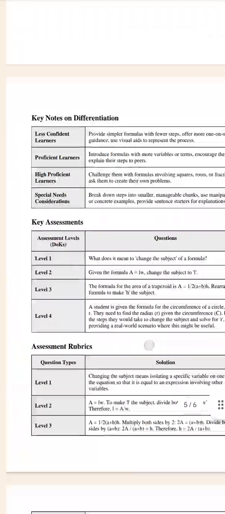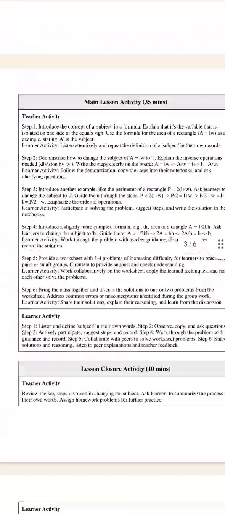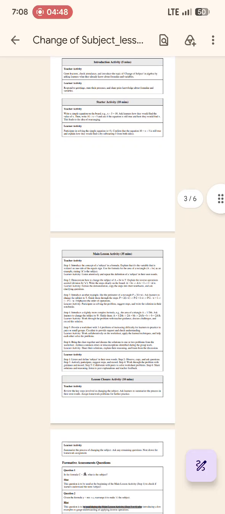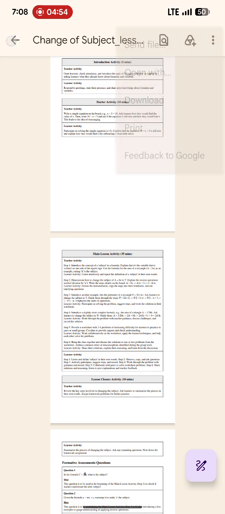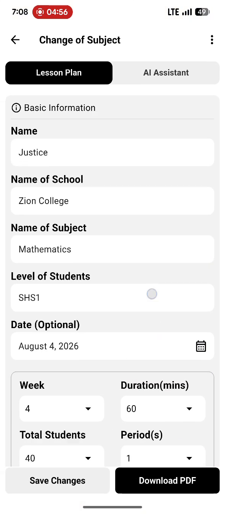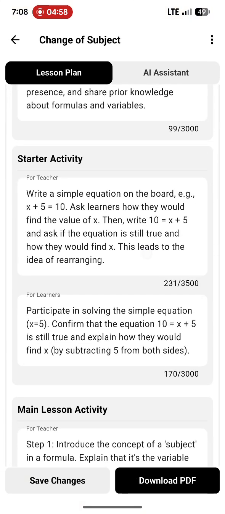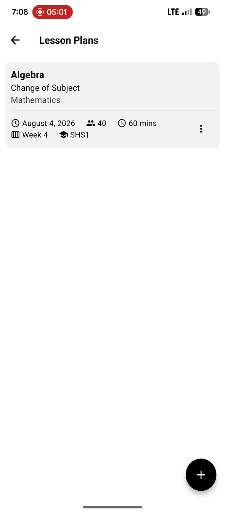The process is very simple. It's very simple to get your lesson plan. So after here, what you can do is that you click here to download the lesson plan. That's all. This is the whole process. So if you come back to the app, this is it. If you come back, this is how it looks like.